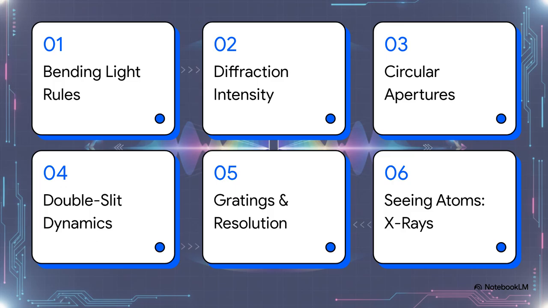We're going to cover: 1. Bending the rules of light. 2. Calculating the diffraction intensity. 3. Circular apertures and visual limits. 4. Double-slit diffraction dynamics. 5. Gratings, dispersion and resolution. And finally, 6. Seeing atoms with X-rays. Let's jump right in.